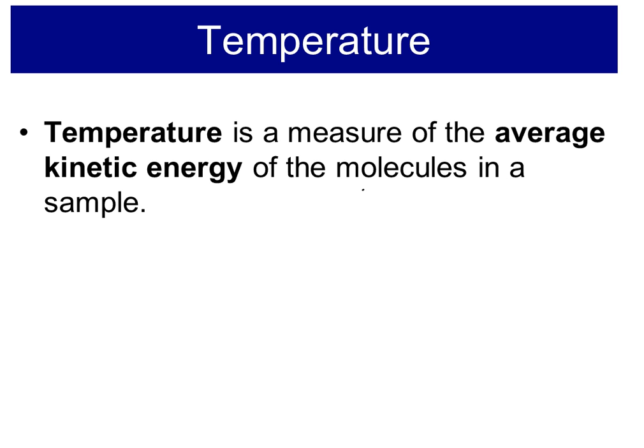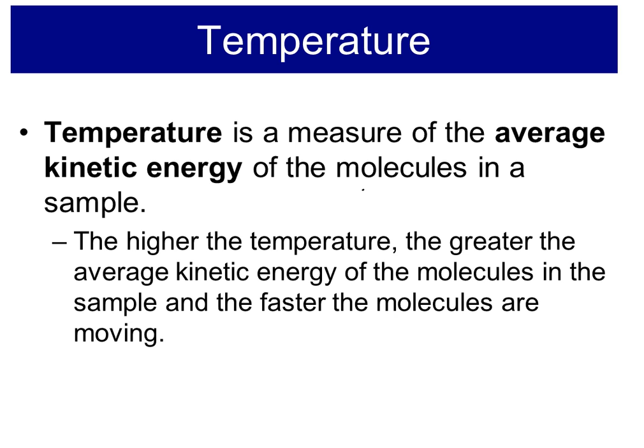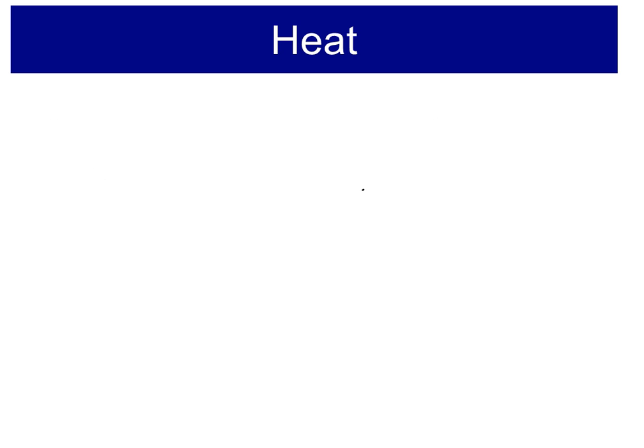Temperature is the measure of average kinetic energy of the molecules or atoms in a sample. So the higher the temperature, the greater the kinetic energy. The lower the temperature, the lower the kinetic energy. The higher it is, the faster the molecules or atoms are moving, and the lower the temperature, the slower they are moving.